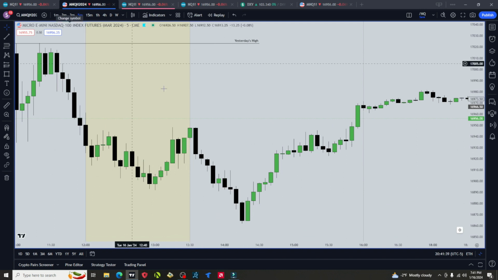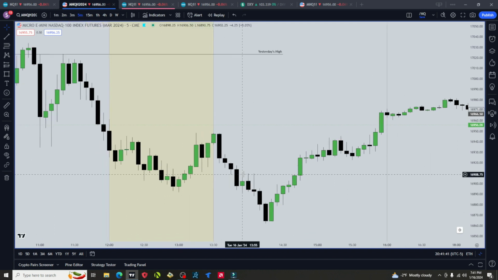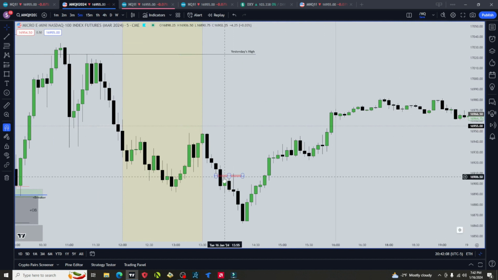So we're on a 5-minute chart right now, and I like to see this. I've mentioned this before, I believe. I like to see a 5-minute fair value gap, and then a lower time frame fair value gap inside of that. So there it is.